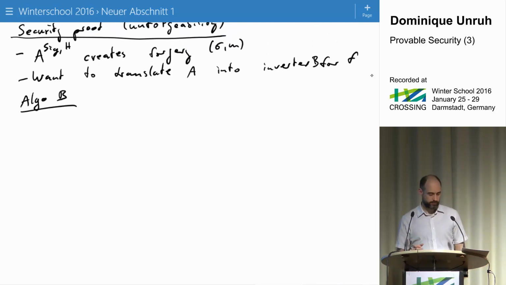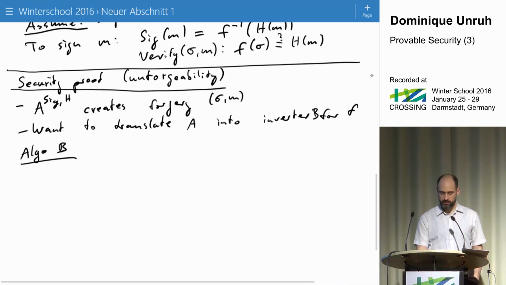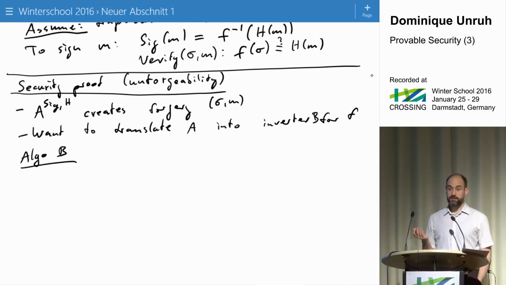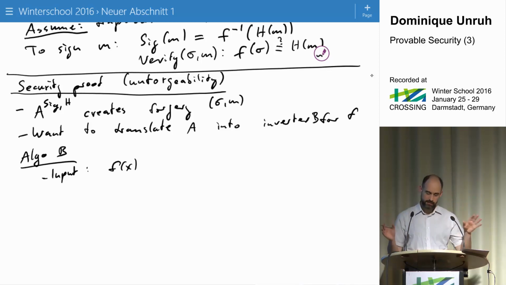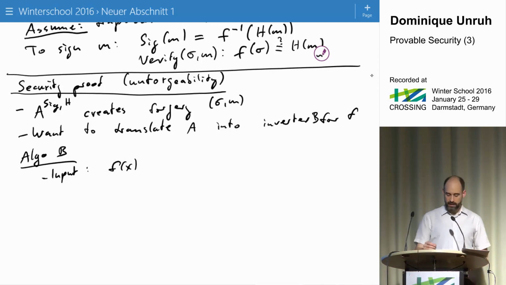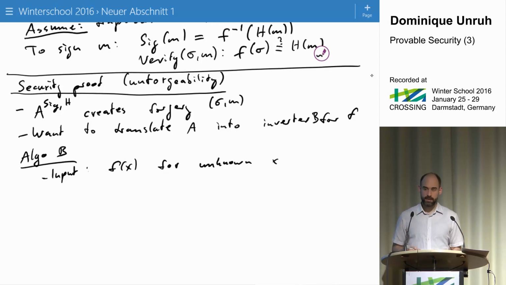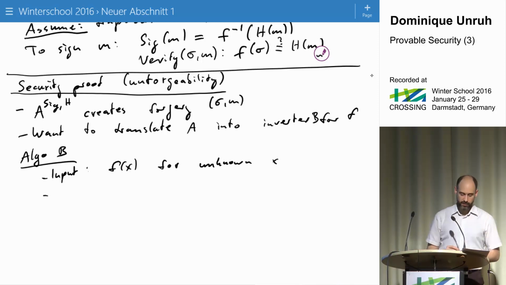So what does the algorithm B do? Well, the input is some f of x. Again, I assume the public key is known to everyone and I'm not explicitly writing it. But the x is not known. So he gets f of x for some unknown value x, and his task is to find x, because then he has broken the one-way function. And he does it as follows.